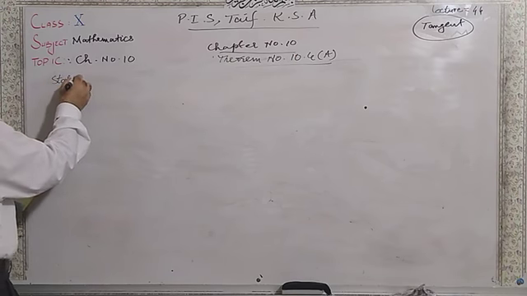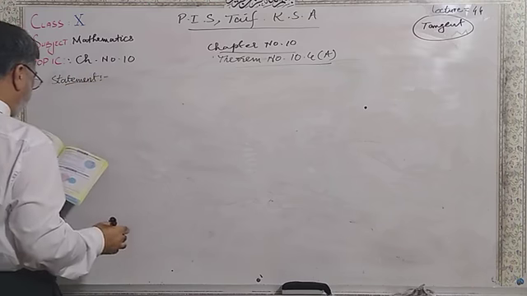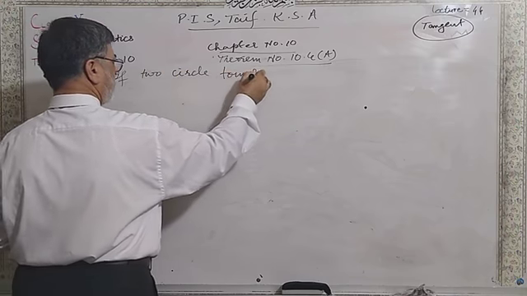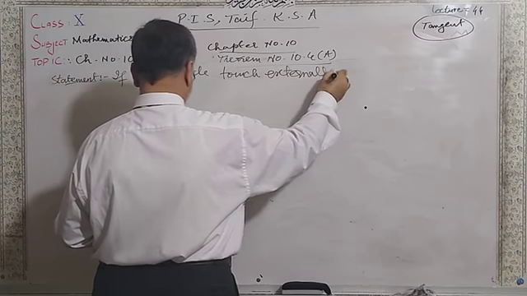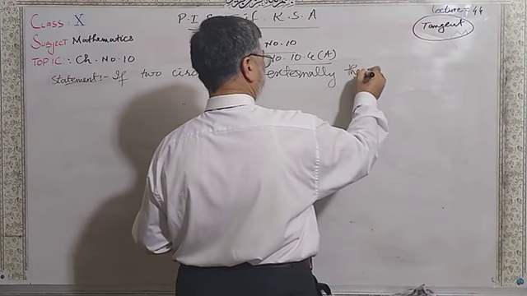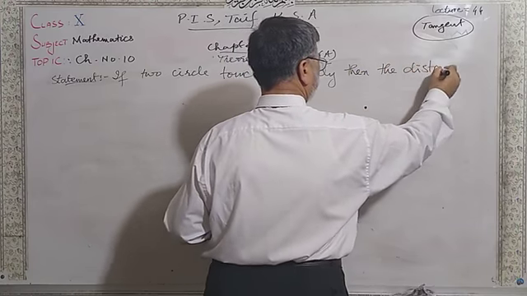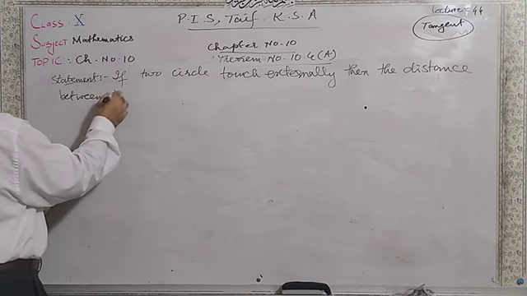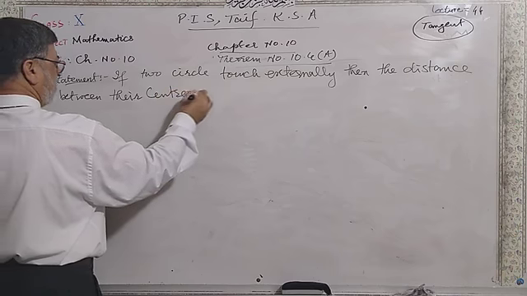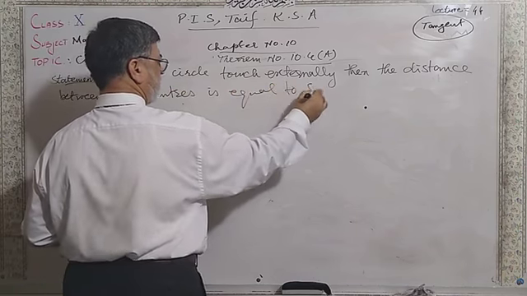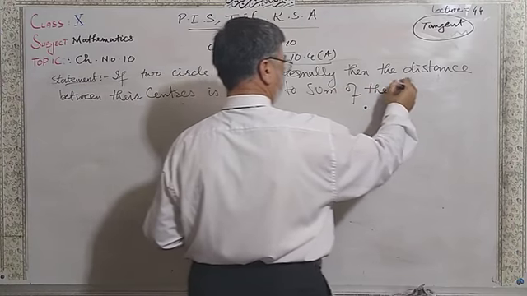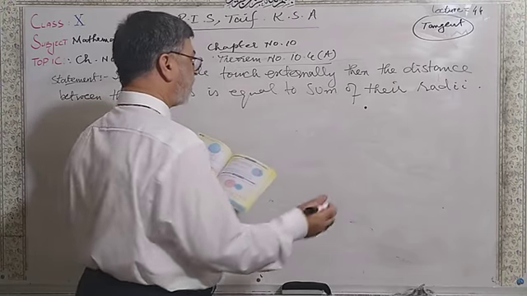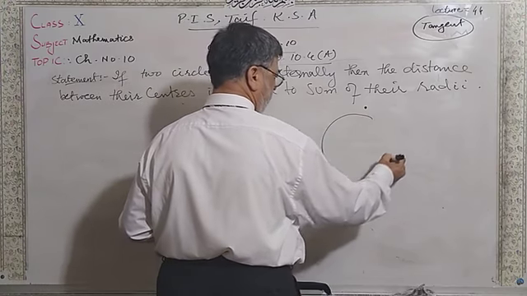The statement is: if two circles touch externally, then the distance between their centers is equal to the sum of their radii. Two circles touch externally.